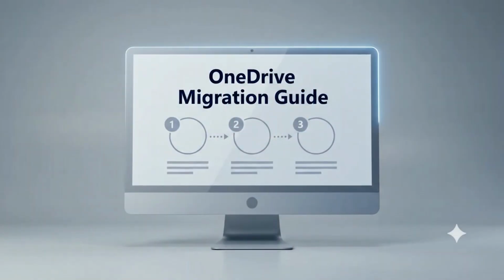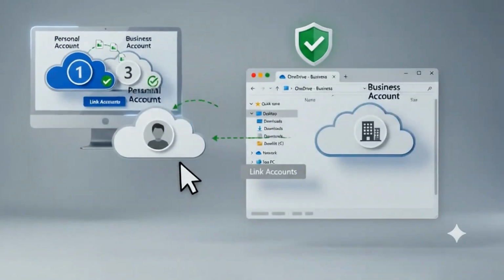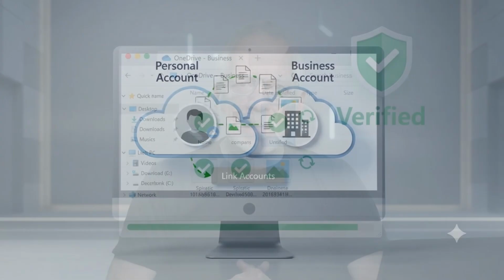We're going to do this in 3 simple steps. First, we will connect both Microsoft accounts to the OneDrive desktop app. Second, we will copy the files from OneDrive Personal into OneDrive for Business. And third, we will make sure the files are fully synchronized and verify that they are available in the business account. And there is one important thing I want to mention before we start.